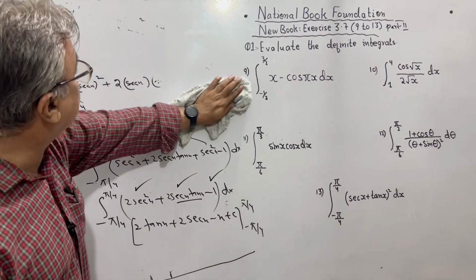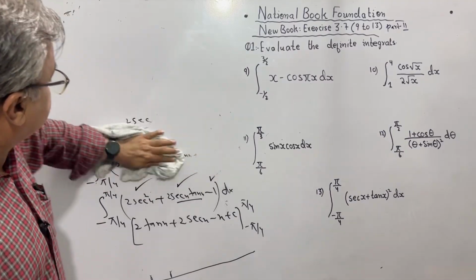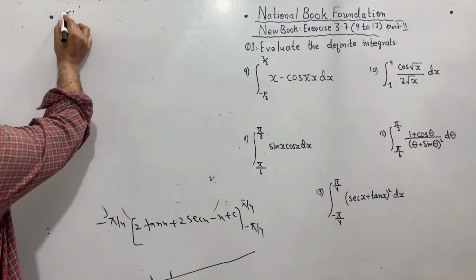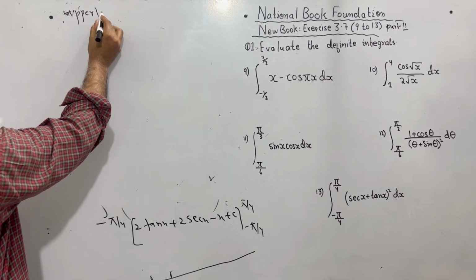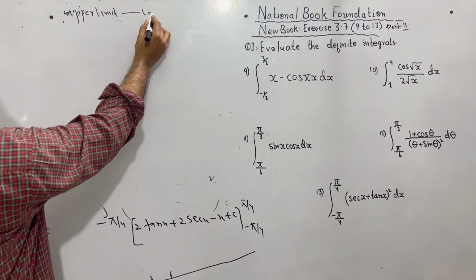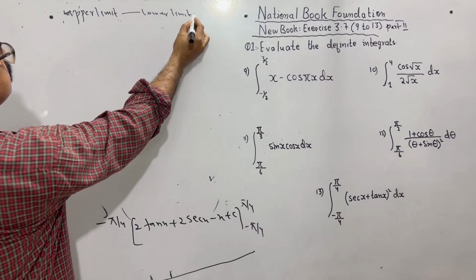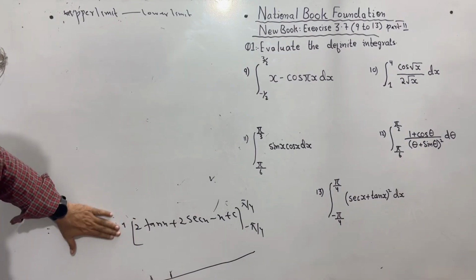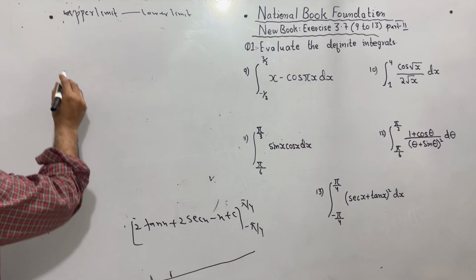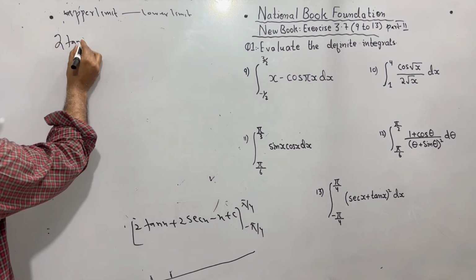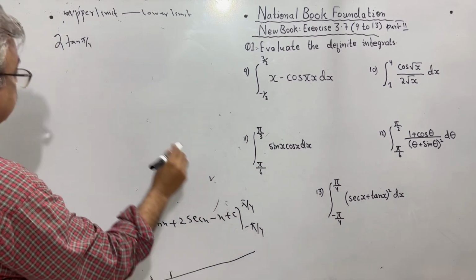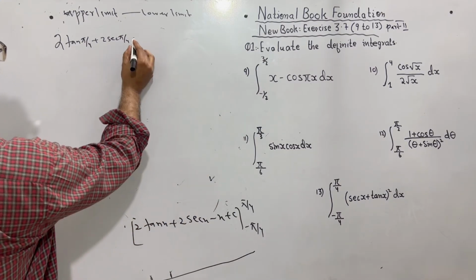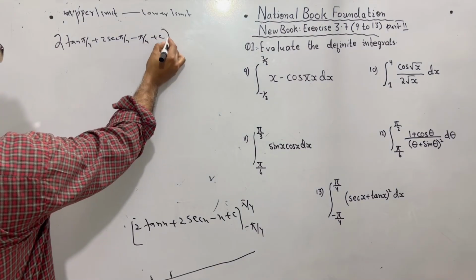Okay, cool. Just put limits and say goodbye. Upper limit minus lower limit. The upper limit is pi upon 4. 2 times tan pi upon 4, plus 2 sec pi upon 4, minus x, which is pi upon 4, plus c. That's our upper limit.